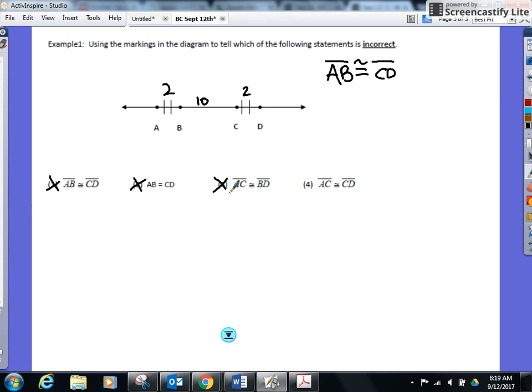So I know by process of elimination, but everyone see why AC is not the same as CD. All right, AC, not the same length as CD. CD is the same as AB. So 4 is incorrect.